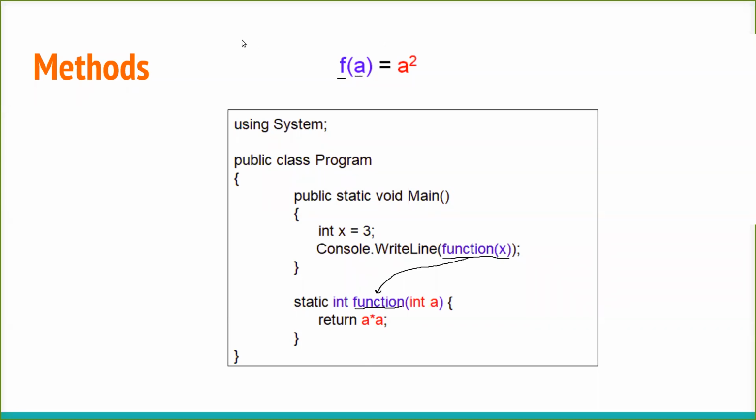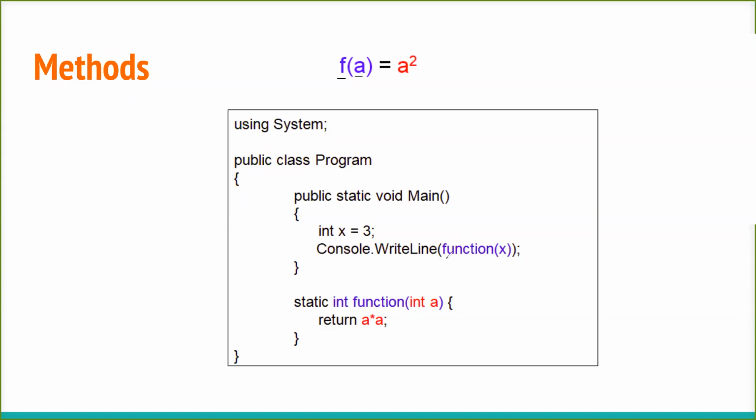So we know what console write line does now. It prints out whatever we give it. In this case, we gave it function X, and the computer sees the word function and thinks about this function over here. It doesn't know what function means, so it goes and looks for a method called function, and it will find it because we created the method function.